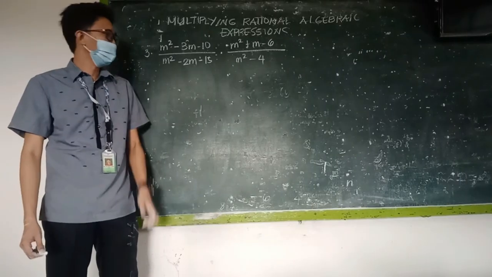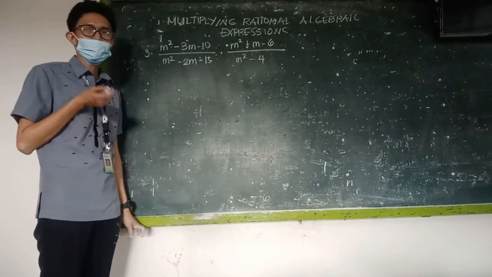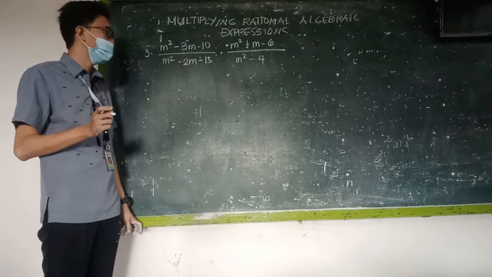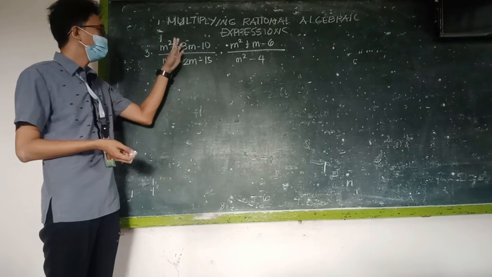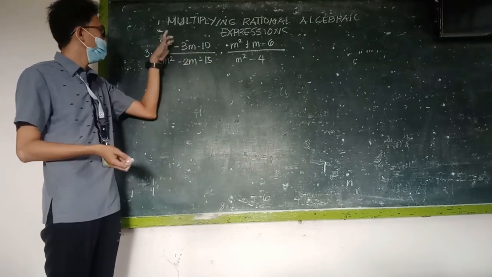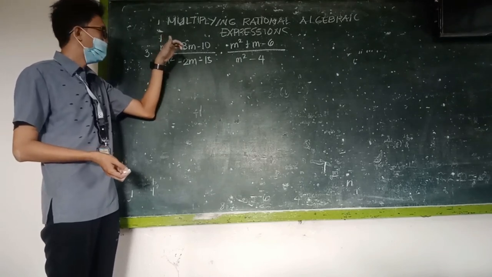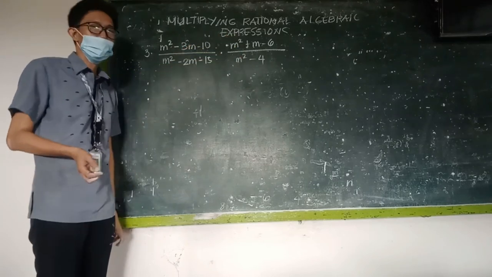So we have here example number 3. m squared minus 3m minus 10 all over m squared minus 2m minus 15 times m squared plus m minus 6 all over m squared minus 4. So ang gagawin natin dito, we will factor out first. Lahat yan actually, yung numerator sa first, sa multiplicand. Then dito, yung multiplier, i-multiply rin natin.